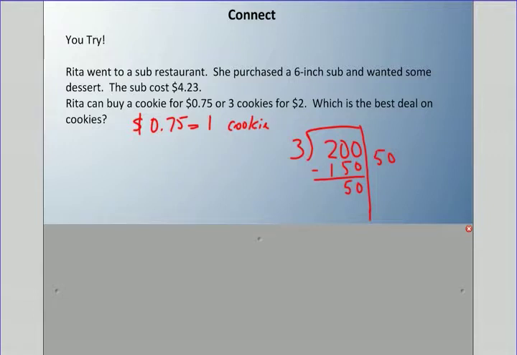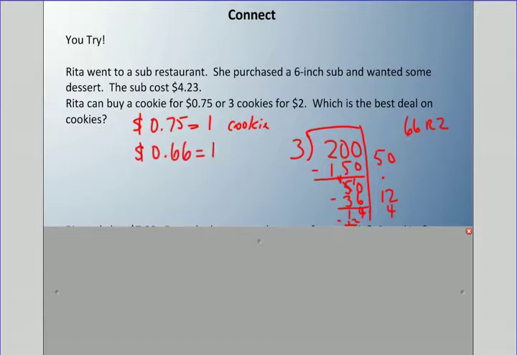Well, I know 3 times 12 is 36. Maybe that'll help. I'm left with 14. Now I can say 3 times 4 is 12, with 1 left over. So minus 12, I'll have 2 left over. If I add this up, I have 50 plus 12 plus 4. 50 plus 12 is 62, plus 4 is 66, and that's remainder 2. If I take that back to cents, we're talking about 66 cents, maybe 67 cents for one cookie.